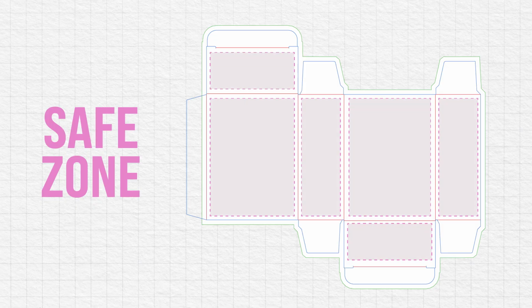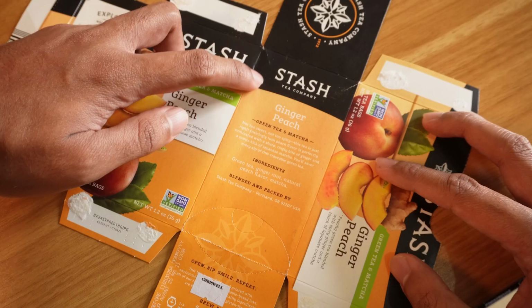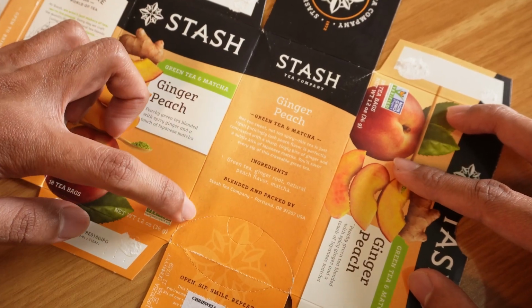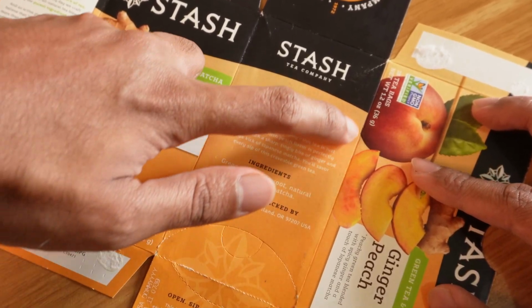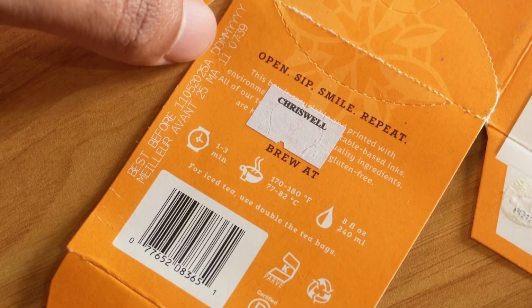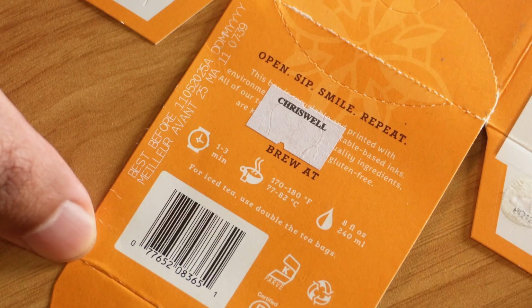Then we have the safe zone. This is the area inside of the trim line where all your relevant information and elements like logos, text, and other key visuals should be placed. By keeping everything within the safe zone, you eliminate the risk of them being cut off during production. And this is very important for design elements that are located very near the trim line.